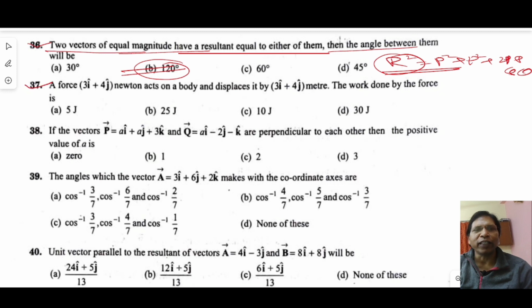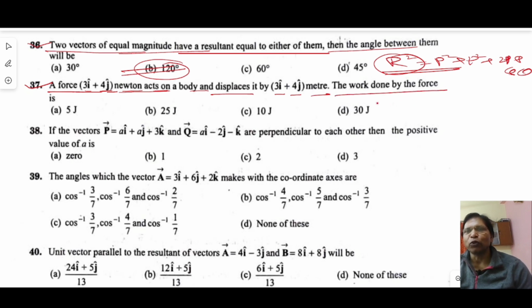Now question number 37. A force 3 i cap plus 4 j cap Newton acts on a body and displaces it by 3 i cap plus 4 j cap meter. The work done by the force, look at this, work done is equal to force vector dot displacement vector. Now 3 i cap dot 3 i cap is 9, 4 j cap dot 4 j cap is 16, so 25 joule is the amount of work done.